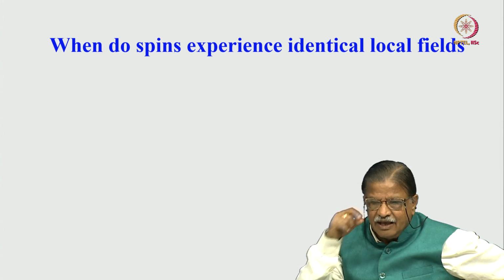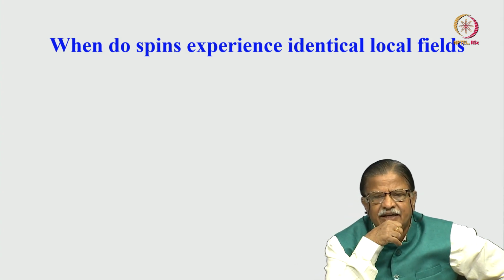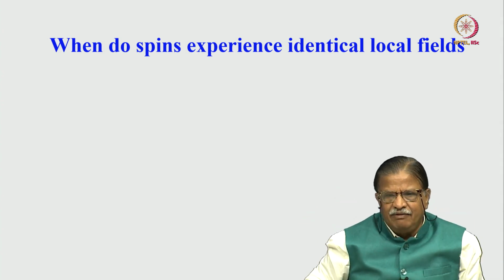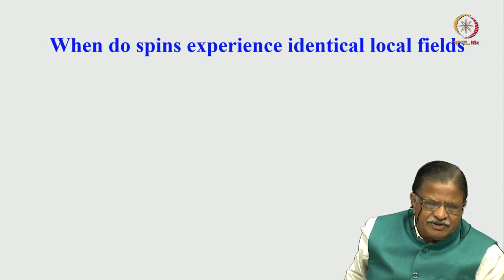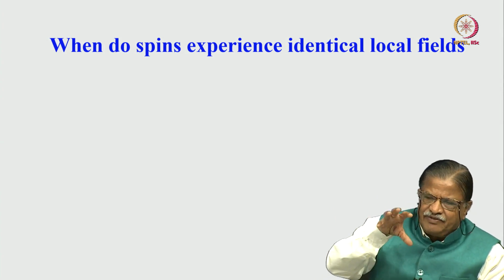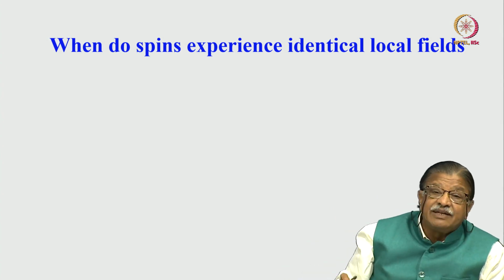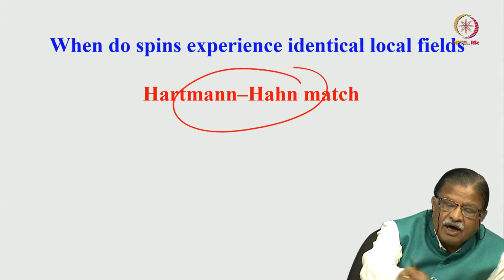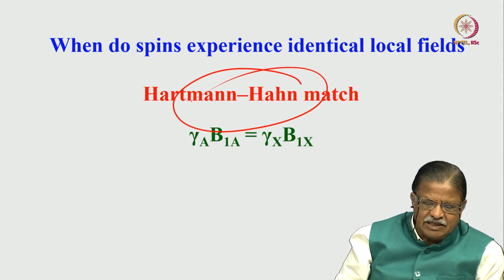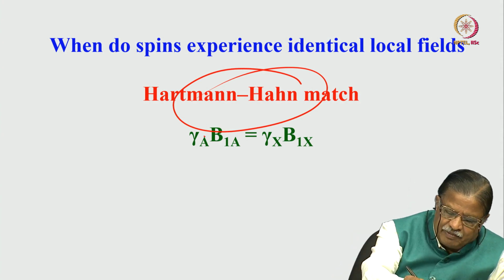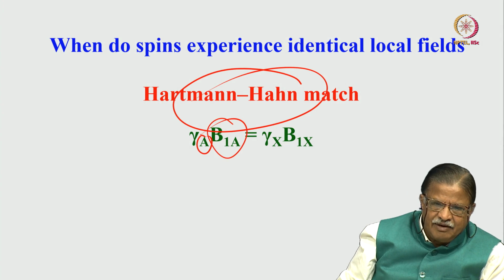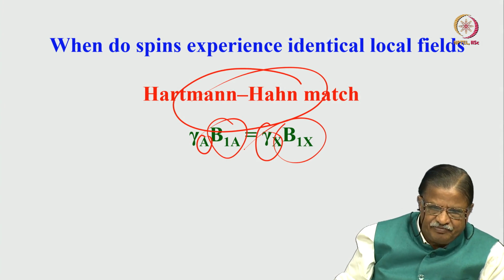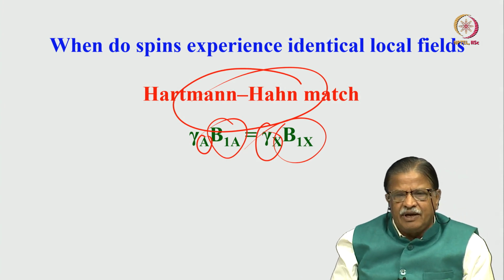Next, the question is, when such a situation is created, when do the spins experience identical local fields? In the sense, they all behave as if the chemical shift is 0 and everything is experiencing a particular local field. When does this situation come? That will come under a condition called Hartmann-Hahn match. The Hartmann-Hahn match is given by this equation: gamma of one spin multiplied by the RF power of that spin equals gamma of the other spin multiplied by the RF power of the other spin. Gamma A B1A equals gamma X B1X.